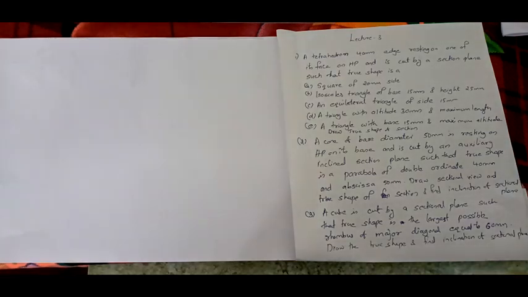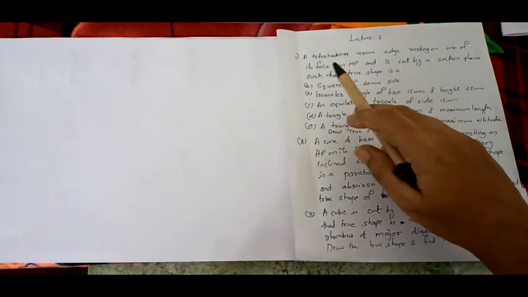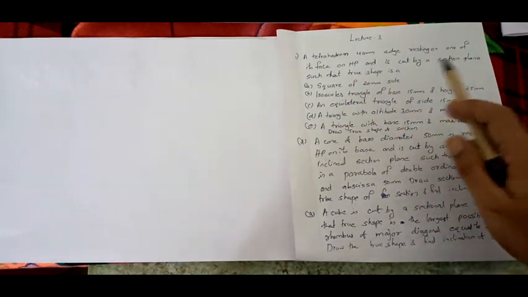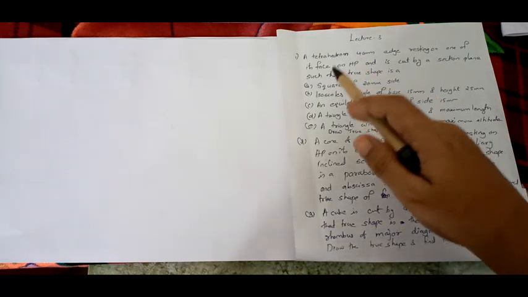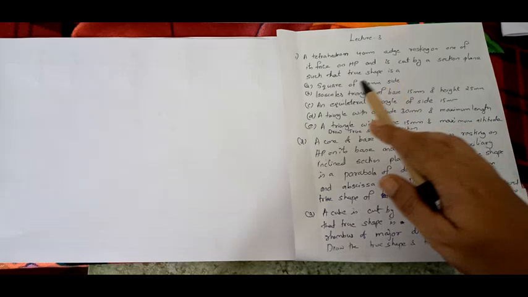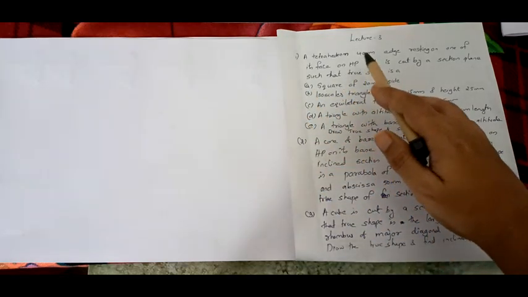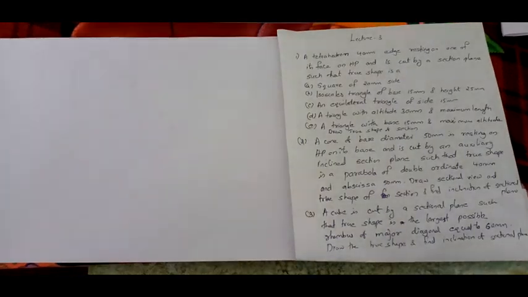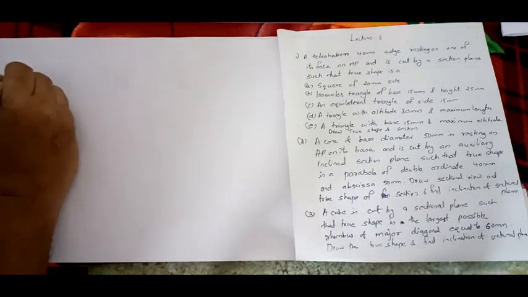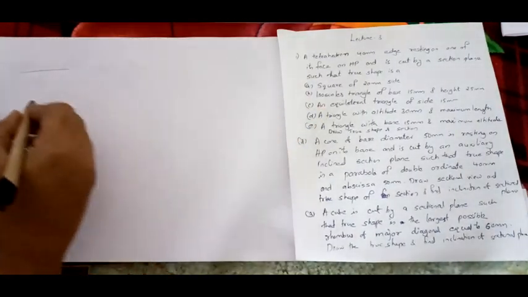So first problem, see here a tetrahedron of 40 mm edge is given, resting on one of its faces on HP, and is cut by a section plane. So they have given how to place the tetrahedron, and it is cut by a section plane such that the true shape is a square, or a 20 mm side isosceles triangle. They have given 5 sub questions, so we will see how to solve this tetrahedron. First I will show you how to cut a tetrahedron and obtain the square, isosceles triangle, equilateral triangle, etc.